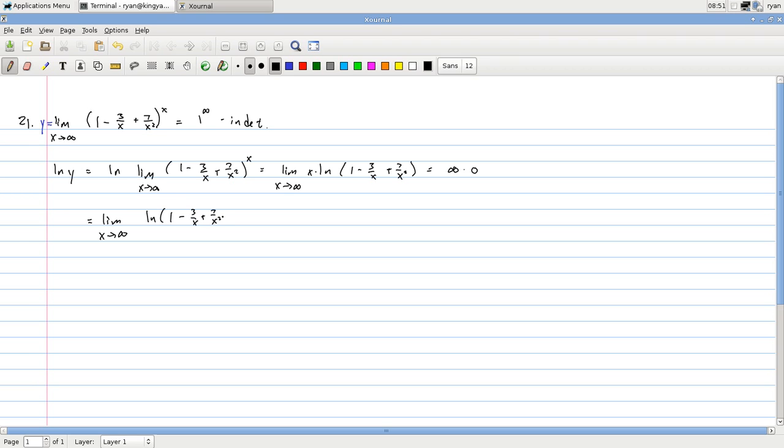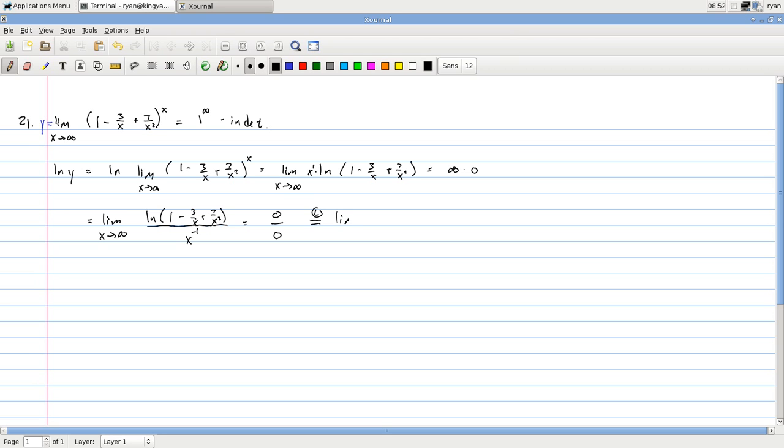plus 7 over x squared, divided by, now this x was x to the first. We move it to the denominator and it becomes x to the negative 1. Evaluating this by direct substitution, this looks like 0 over 0. So now we can use L'Hopital's rule.